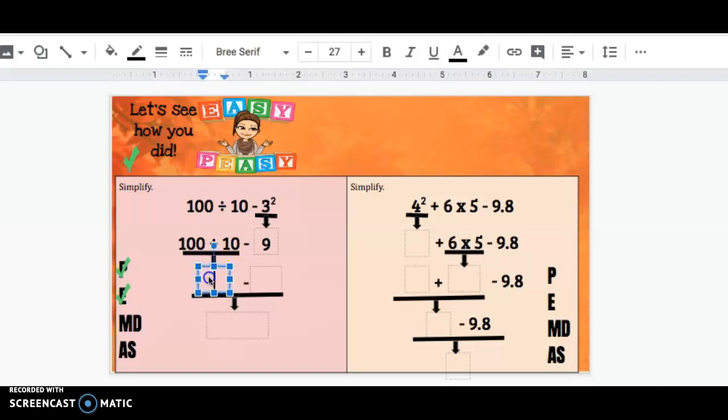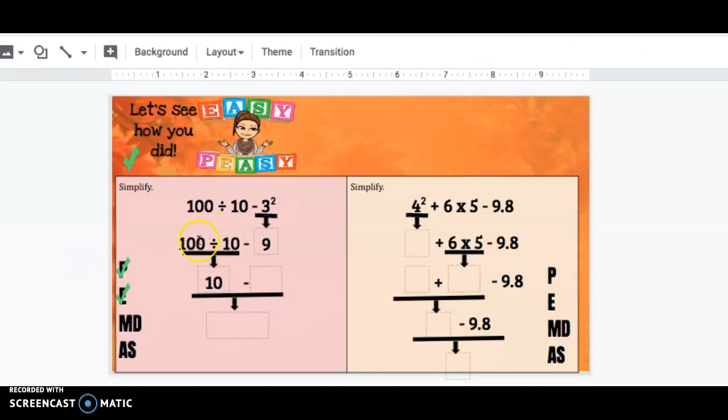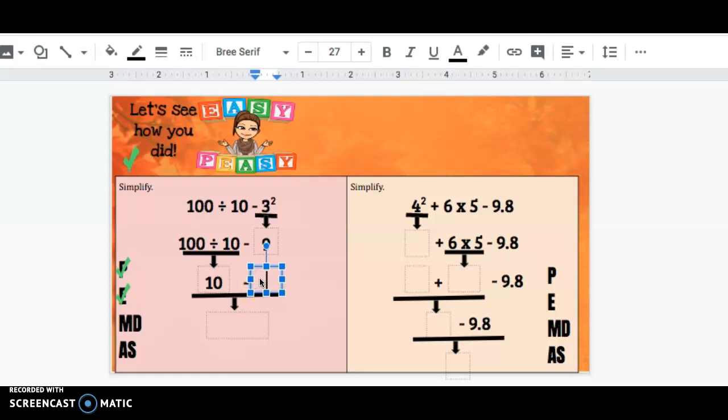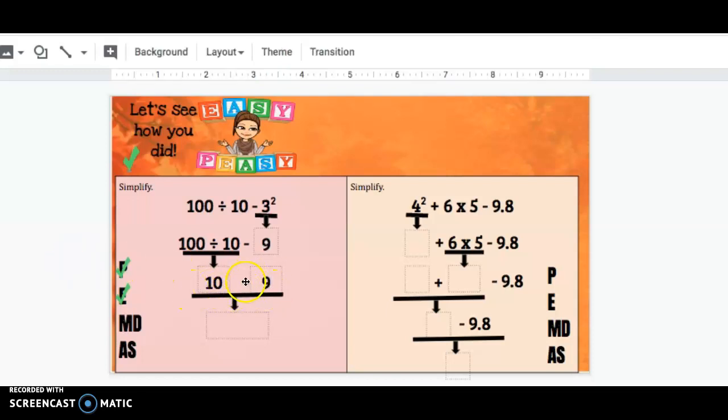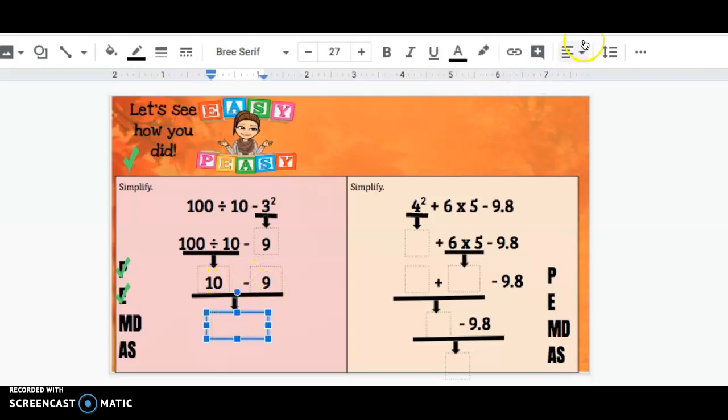Now, if you didn't know that, you can click onto your multiplication chart, and you can ask yourself, 10 times what gave me 100? And 10 times 10 gives you 100. Okay, so then I just bring down the 9 because I didn't touch it and I didn't do anything with it, so I need to make sure it stays in its place, and I start making my pizza slice. Okay, and then I have to do 10 minus 9, which is 1. Let me center that, so it'd be 1.